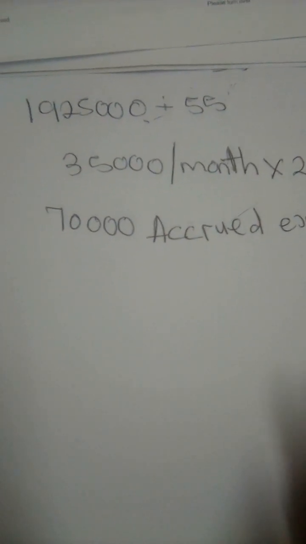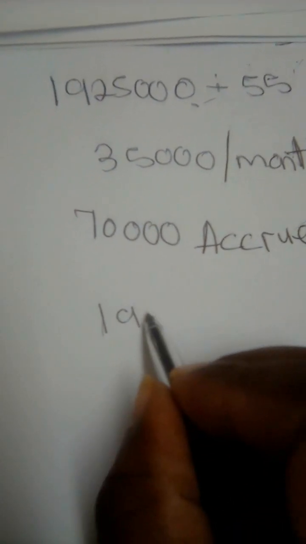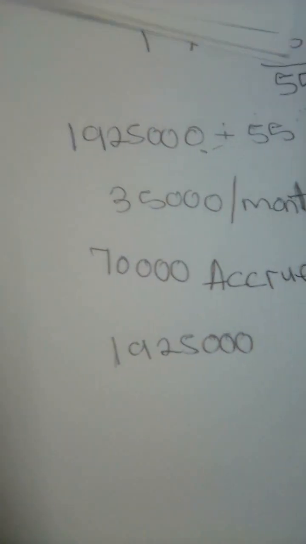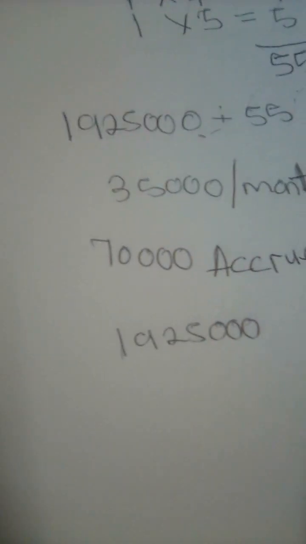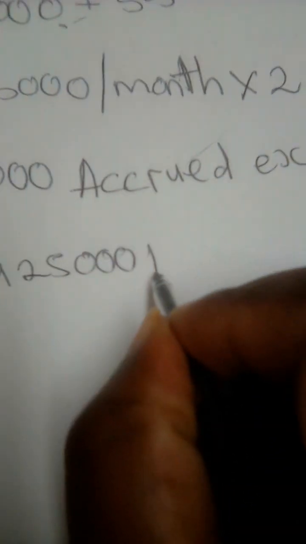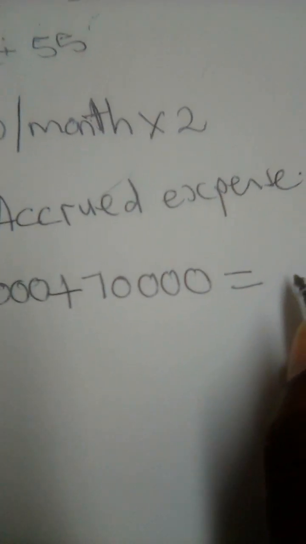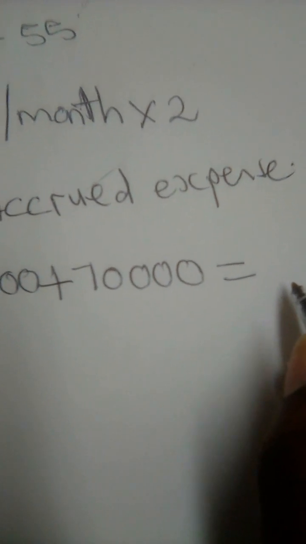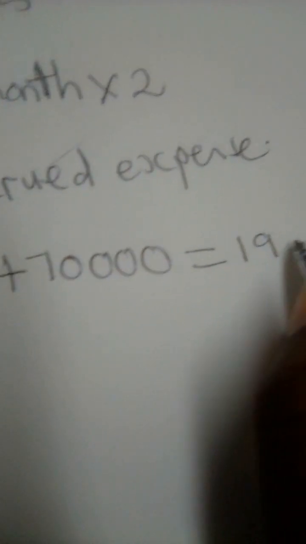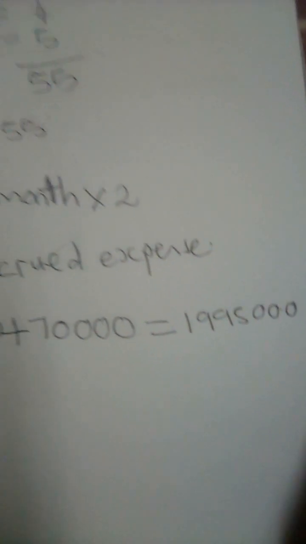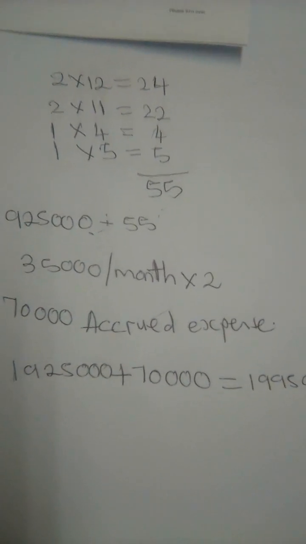Now that we have got our accrued expense, what do we do with accrued amounts? We add accrued amounts. So we are going to take 1,925,000 plus 70,000 for the accrued expense, which is going to give us 1,995,000. So this is the adjustment for the directors' fees.